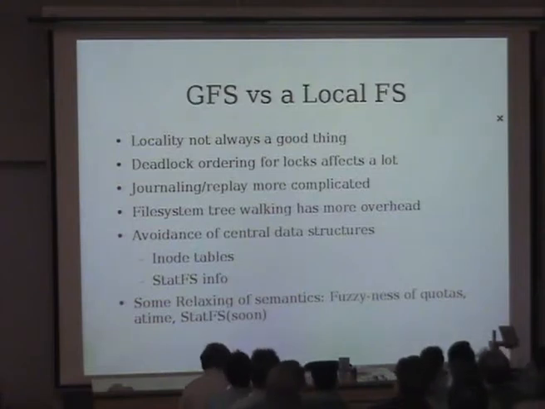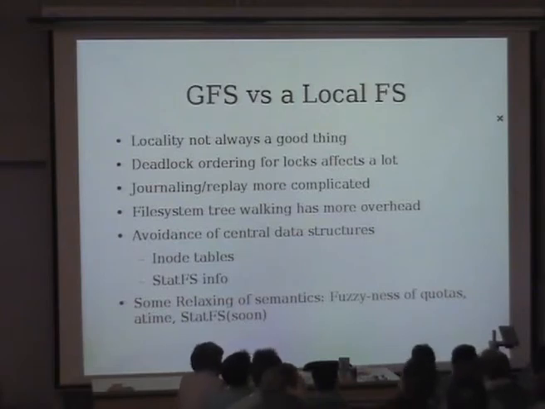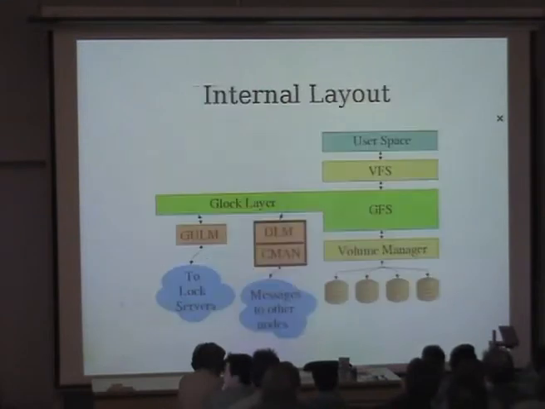So quotas: it's possible to overrun quotas a bit, but there are mechanisms to make sure that overrun is limited and is an acceptable value. And things like atime are kind of hard to do as well. So atime is fuzzy, kept accurate within a certain quantum that you specify.